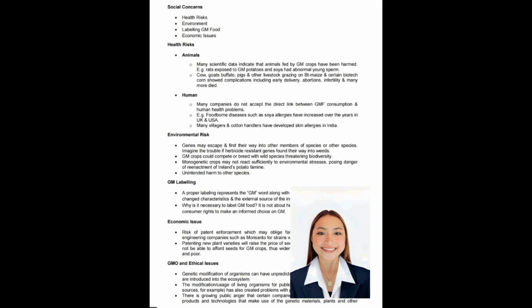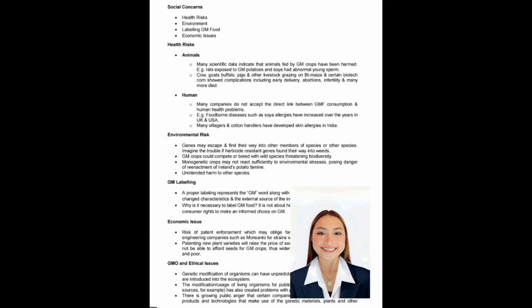There is a lot of scientific data indicating that animals fed genetically modified crops have been harmed. For example, rats exposed to GM potatoes and soya had abnormally young sperm, and for example cows, goats, buffalo, pigs, and other livestock developed certain body condition complications including early delivery, abortions, infertility, and more deaths. And next is humans.